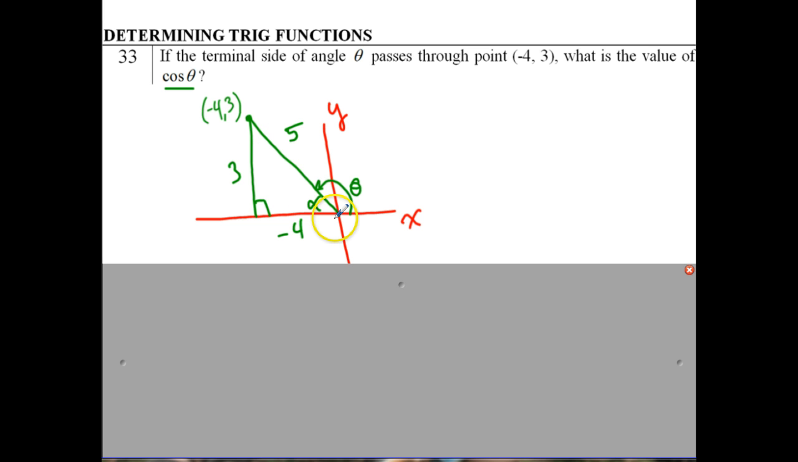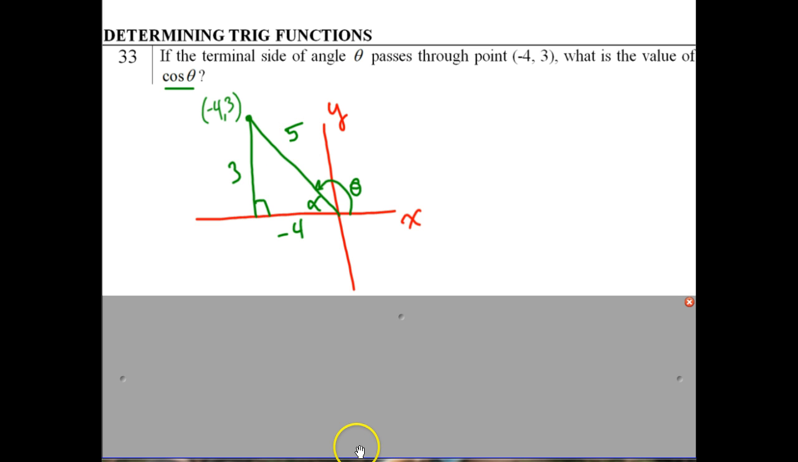It goes through the point negative 4, 3. So we've got this terminal side here. That's theta, always starting on the positive x-axis, rotating counterclockwise for positive angles. That's alpha, the reference angle. Because we have a negative 4 in the x direction that goes left, that's negative. We have a positive 3 that goes up. Well, you can use the Pythagorean theorem, or you can just recognize the Pythagorean triple. That hypotenuse is 5.